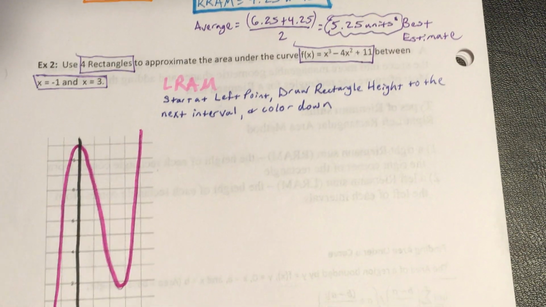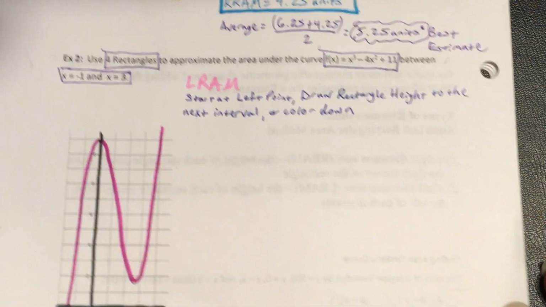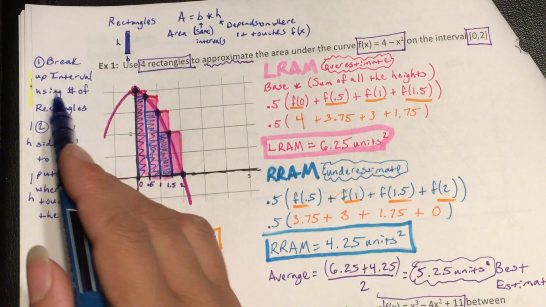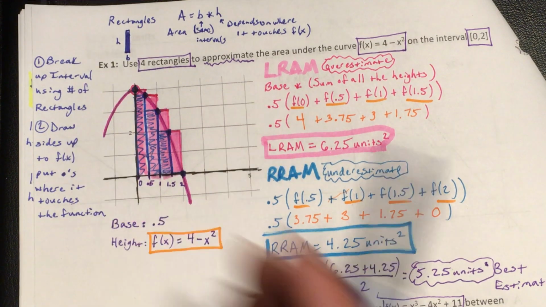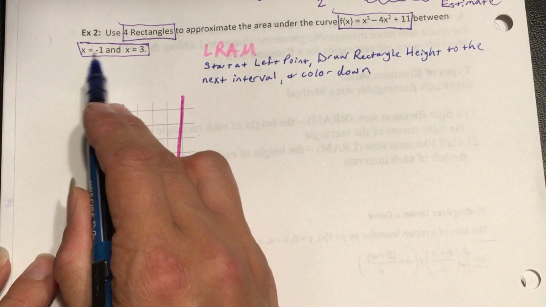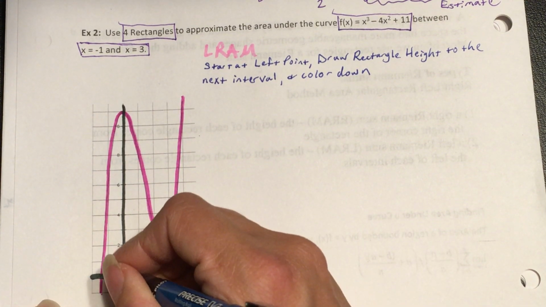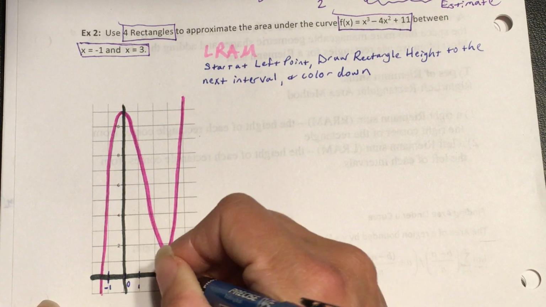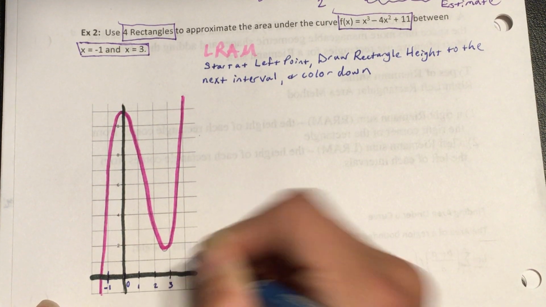So if we want to draw the LRAM here, first we're going to go back up to those other 2 steps that we outlined above, breaking up the interval using the number of rectangles. So let's first look at our interval on this graph. It goes from -1 to 3. So I'm going to label -1 and 0 and 1 and 2 and 3.